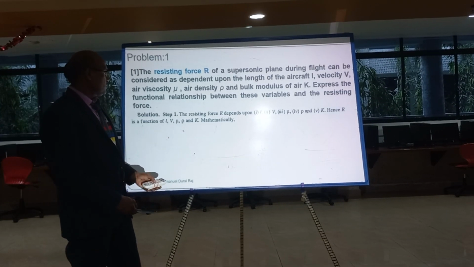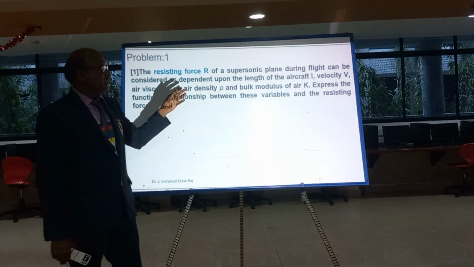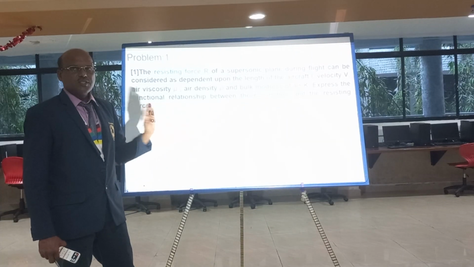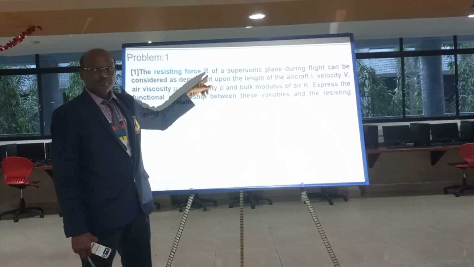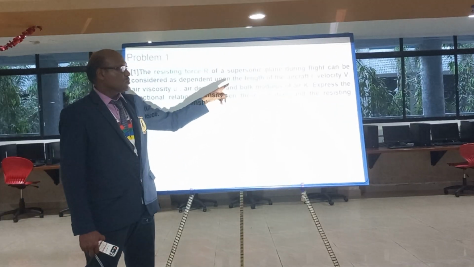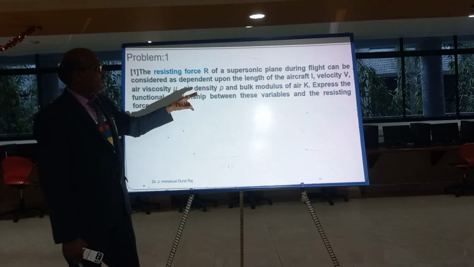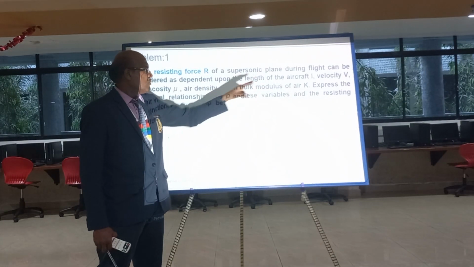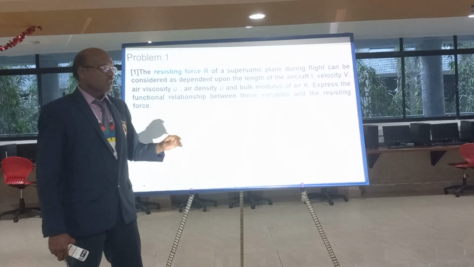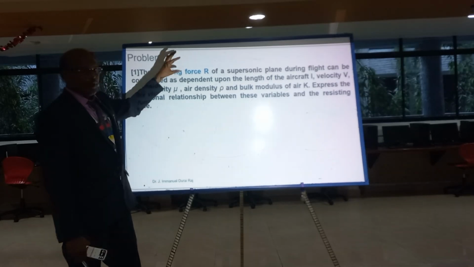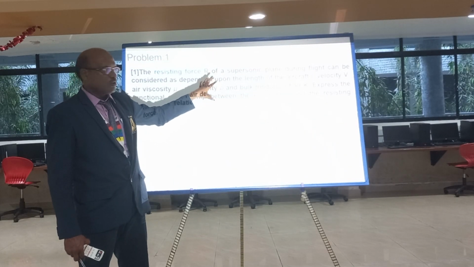This problem is given. Resistance of force contains, from the problem you can understand you are having 6 parameters involved. So including this, R is a dependent parameter. So these other 5 are independent parameters. Okay. So independent parameters are length, velocity, viscosity, density and bulk modulus. These are all independent parameters. Okay. So you have to find out what is the relation between dependent and independent parameters. That's what you are going to find out.